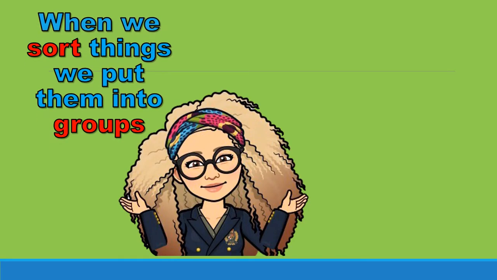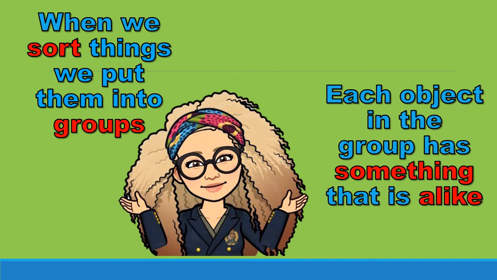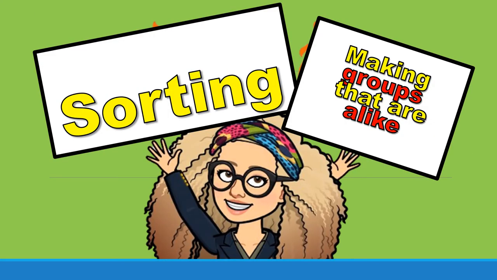When we sort things, it is our job to put them into groups. Do you know what groups are? It's a collection of things. Each object in the group must have something that is alike. Another word for alike is the same. This means then, when we are sorting, we are making groups that are alike.